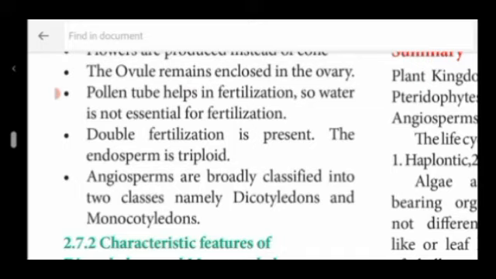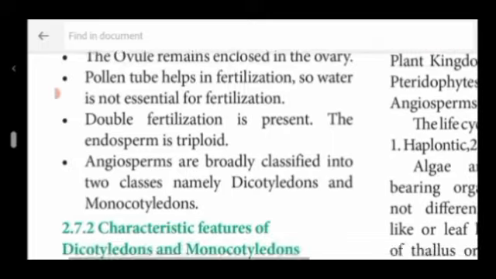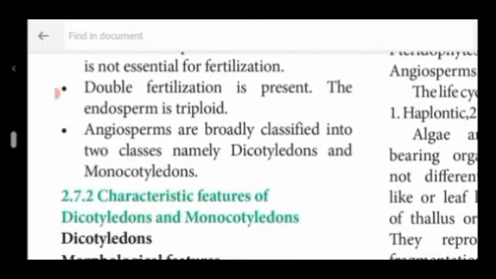The pollen tubes help in the fertilization. So, water is not essential for the fertilization. Double fertilization is present. The double fertilization product is the endosperm, which is triploid in nature.